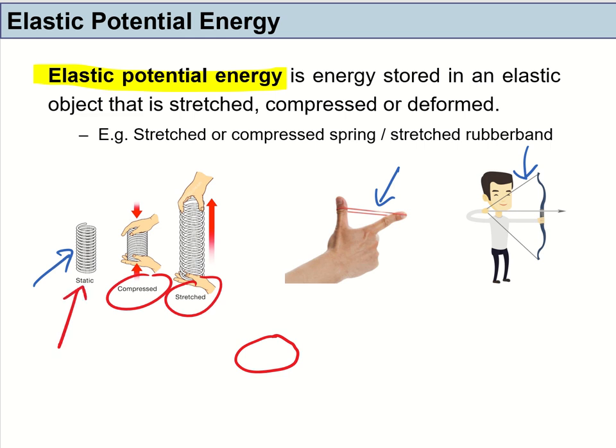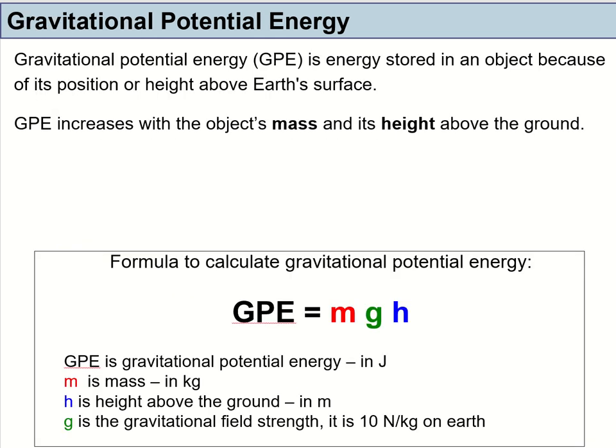But once you release the springs or you release your stretched rubber band, then they are able to do work. Remember, energy is the capacity to do work. So this elastic potential energy can do work. The last form of potential energy is gravitational potential energy. Now, this is the kind of energy that is stored in an object because of the object's position.